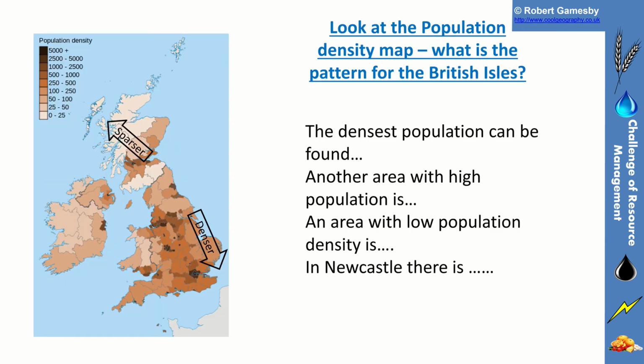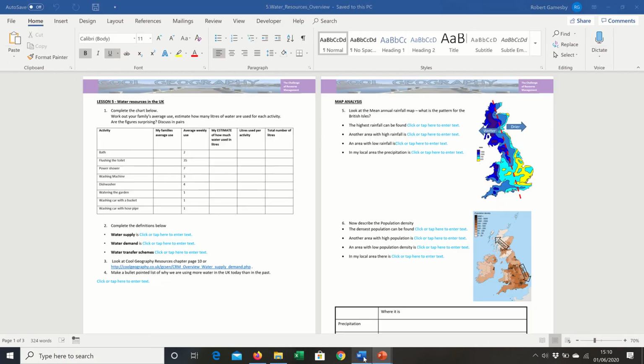In terms of tasks, they were on the slides there, but I'll just show you the worksheet. You can fill out the table, work out your family's average use, your estimate, total number of litres there, and then complete the definitions by typing in the boxes that are there. Read the web page on why we're using more water than in the past, and then you just describe the maps by finishing off those sentences there under numbers 5 and 6. Okay, good luck.